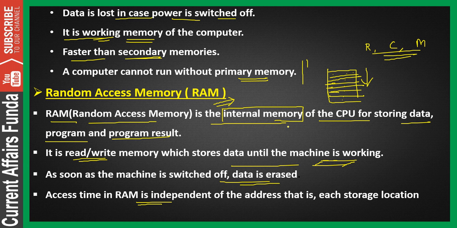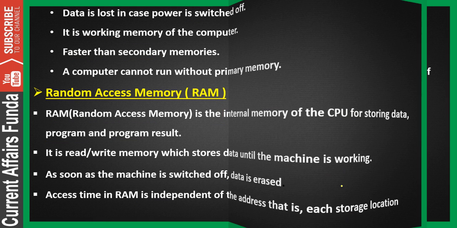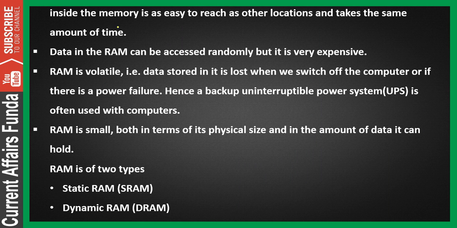So access time is independent of the address, that is, of each storage location. Every storage location inside the memory is as easy to reach as any other location. Reaching any location in RAM is easy and takes the same amount of time. It has no different access time to read data from different locations. Data in the RAM can be accessed randomly.